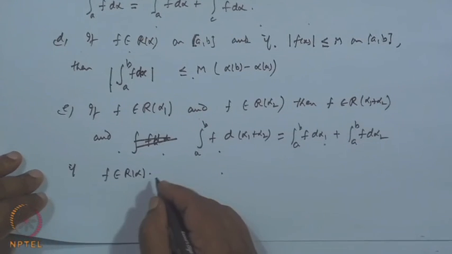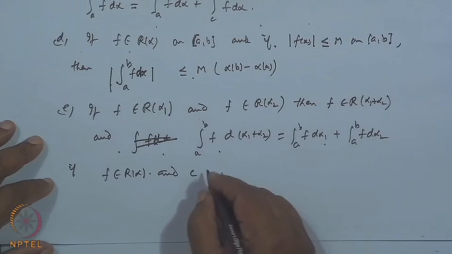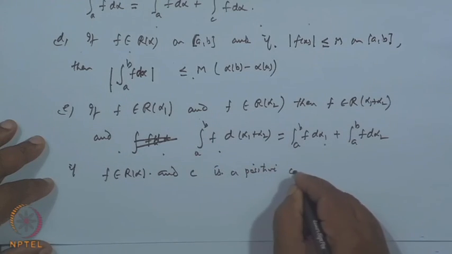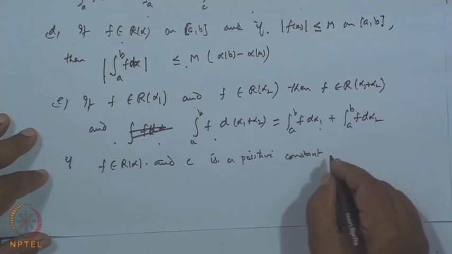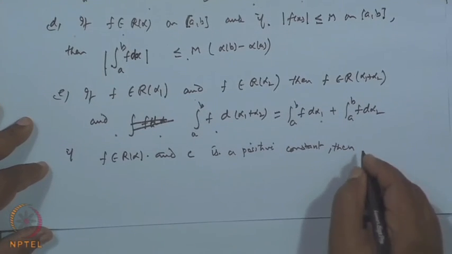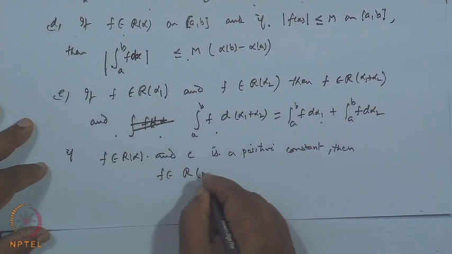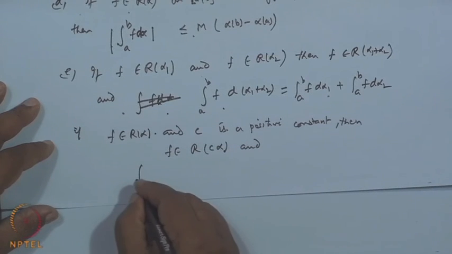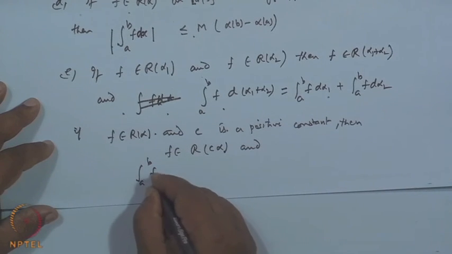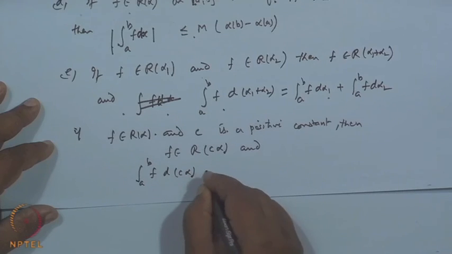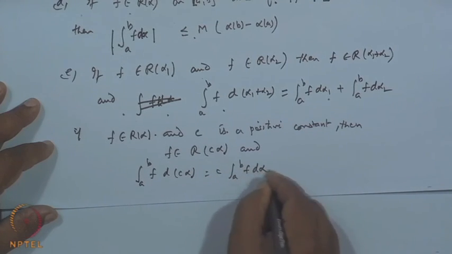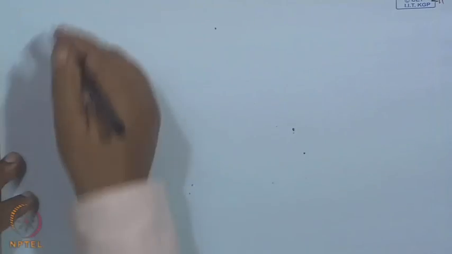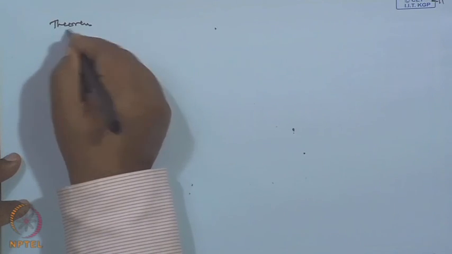and if f is Riemann-Stieltjes integrable with respect to alpha, and c is a positive constant, then f is Riemann-Stieltjes integrable with respect to c alpha, and the integral of this from a to b of f d(c alpha) is c times the integral from a to b of f d alpha. The proof of these properties follows by using the definition. There is also a property which we just mention.